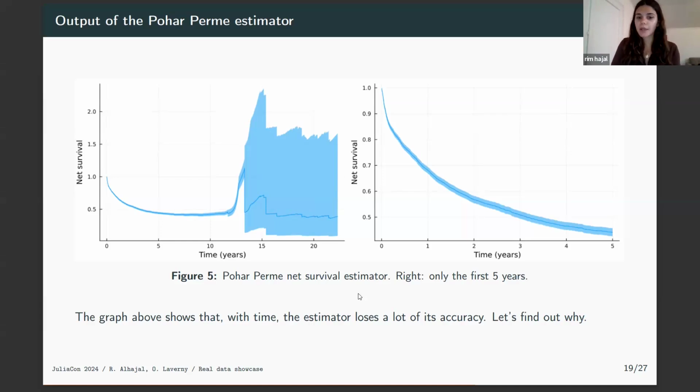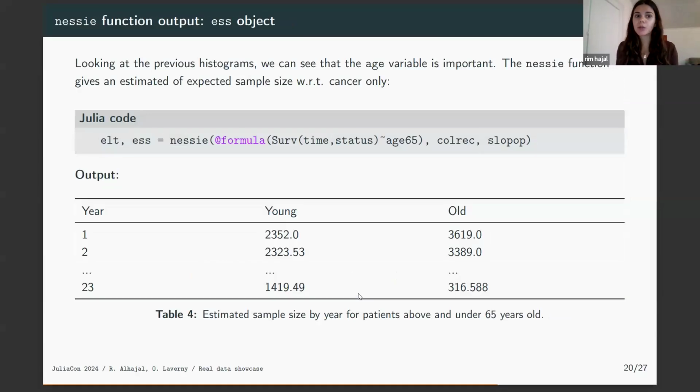So let's find out why this estimator is losing its accuracy. This is where we run a NESI function. A NESI function allows us to view the estimated lifetime and the estimated sample size. What we're expecting to see is people dying from other causes, according to the mortality table, either in sample size or in lifetime.